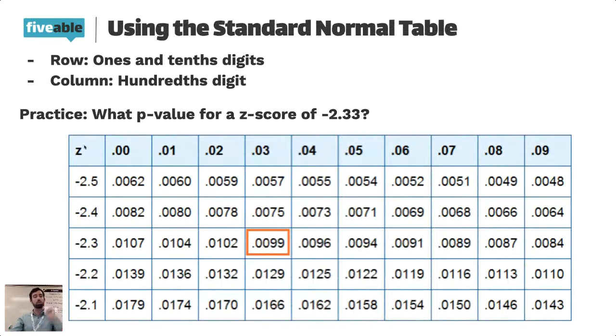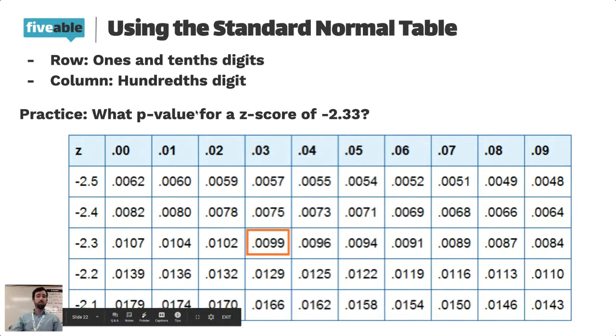It'll have your z-scores on the left and on top. So if you notice, the left is going to be the ones and the tenths. The top is going to be the hundredths, right? So if I was looking for negative 2.51, it would be this number right here. If I was looking for negative 2.19, I would go to negative 2.1 and then go all the way to 9.